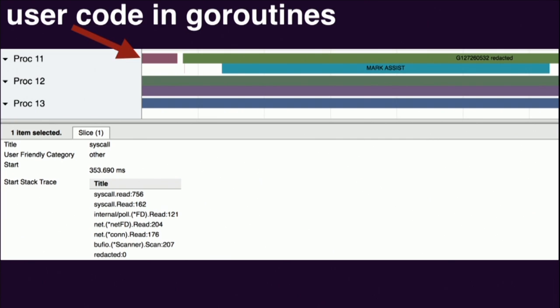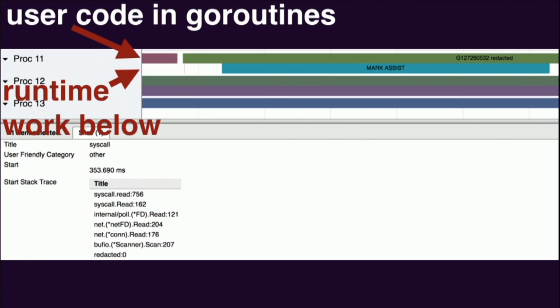And so to zoom in on a few lines of execution trace for what that looks like, on each of these ribbons, there's a top half and a bottom half. The top half is user code running in Go routines. The bottom half is work that it's doing on behalf of the runtime, which comes in a couple flavors.